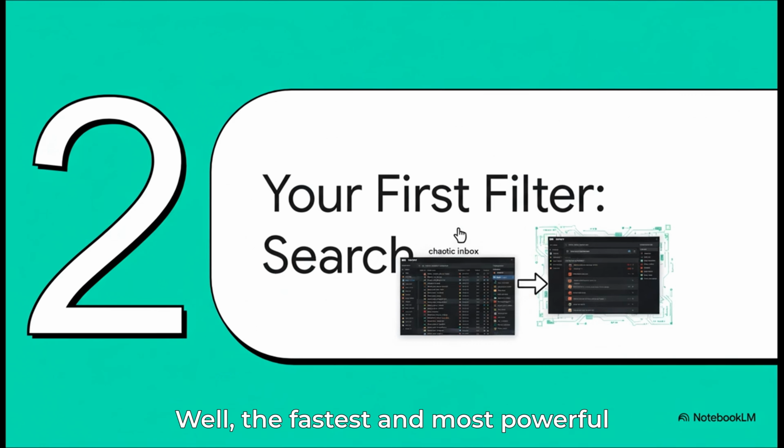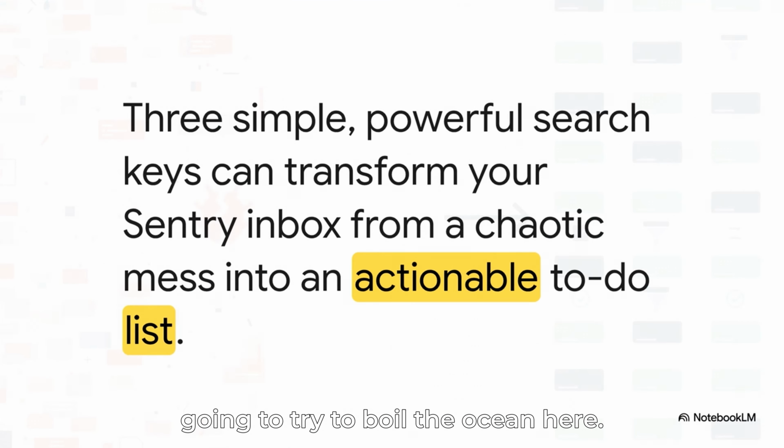Well, the fastest and most powerful way to take back control is sitting right at your fingertips. The search bar. Seriously, you've got to think of it less as a search and more as your command center for issues. And look, we're not going to try to boil the ocean here. We're just going to focus on 3 simple but incredibly powerful search keys that will immediately transform your Sentry inbox from that chaotic mess into a clean, actionable to-do list.